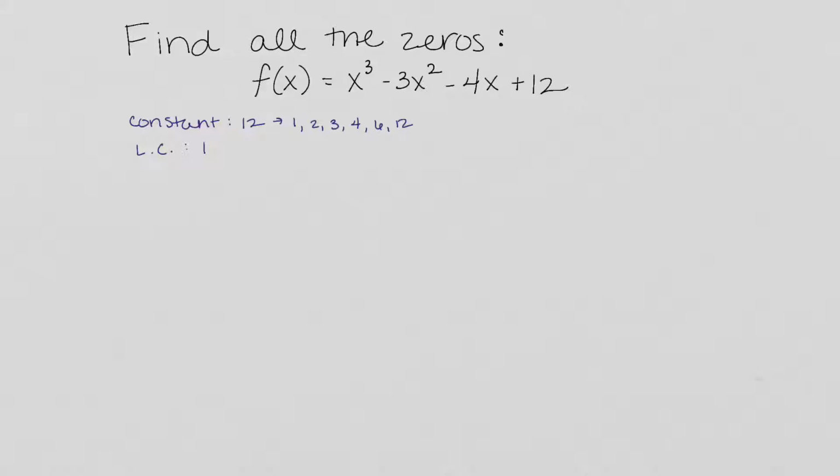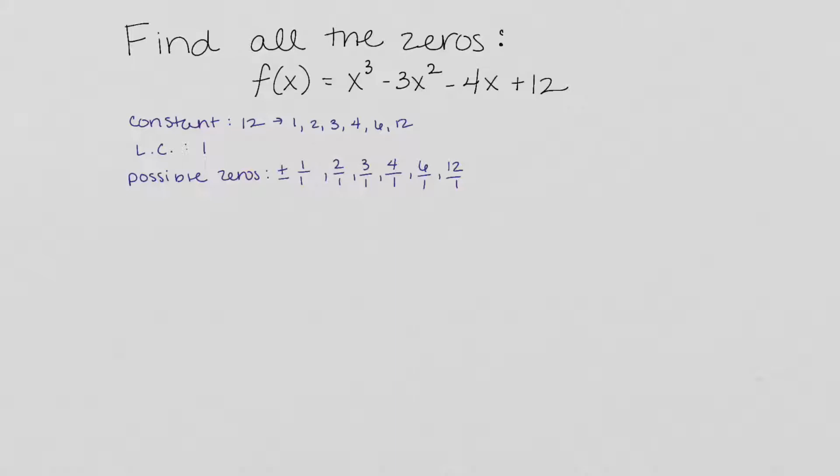We are lucky that our leading coefficient is 1 because that's only one number that we have to deal with. And so to find our possible solutions, what we do, that plus or minus is very important because what we're looking at is both the positive and negative, is we make ratios of all of our factors of our constant over every factor of the leading coefficient. So my ratios here are 1 over 1, 2 over 1, 3 over 1, 4 over 1, 6 over 1, and 12 over 1.